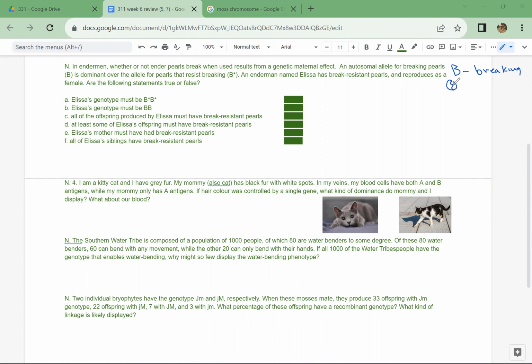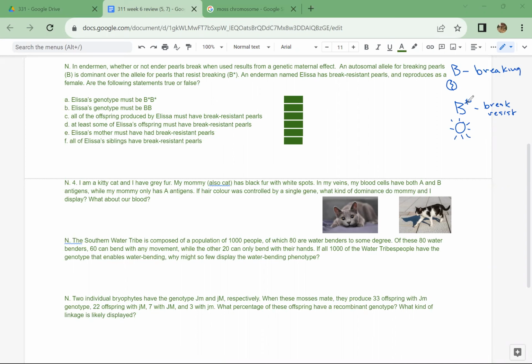So we have our pearl and it cracks. And then we have B star, which is non-breaking or break resistant, which I will abbreviate, or no, I'll just say break resist. And it is still shining, gleaming, glowing. It hasn't shattered yet.